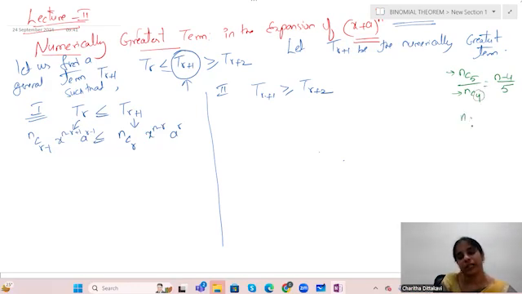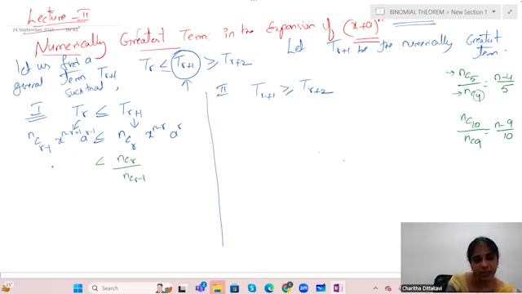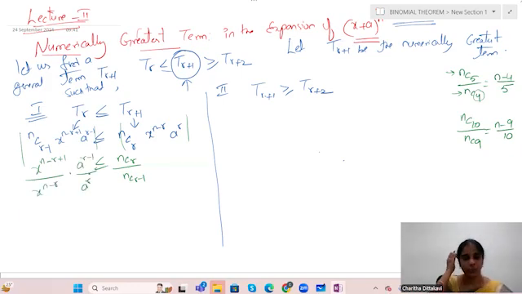Similarly, if you have NC10 by NC9, it is the same as (n minus 9) by 10. So applying the same logic, what do I do here? I will write NCr by NCr minus 1. Clear? Now this is less than or equal to, I am just applying mod on both sides because my inequality will not be changing there. Clear? So x to the power n minus r plus 1 by x to the power n minus r, times a to the power r minus 1 by a to the power r.